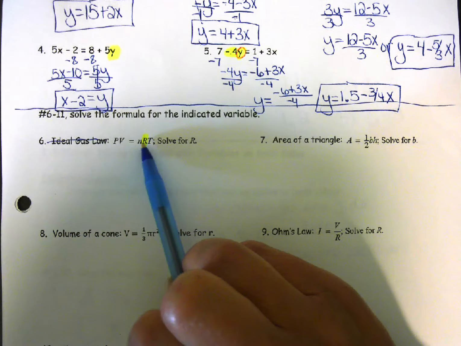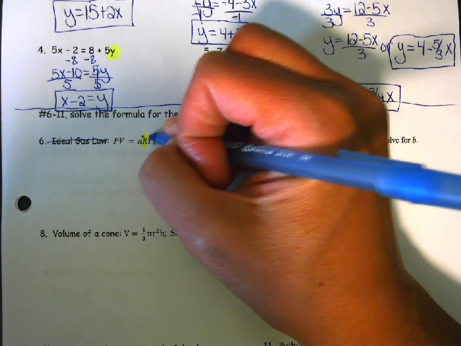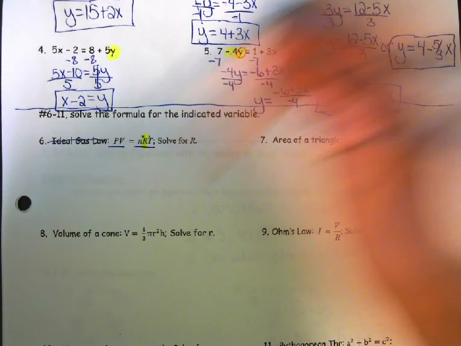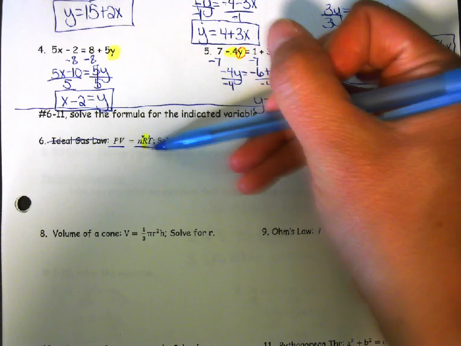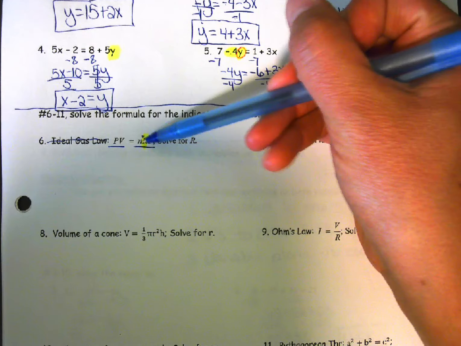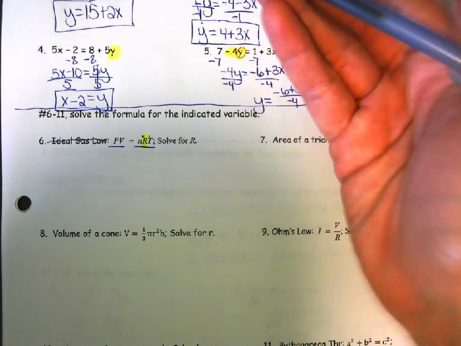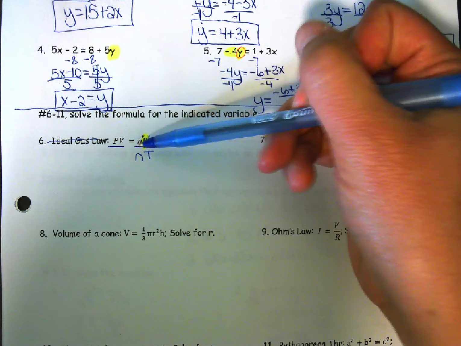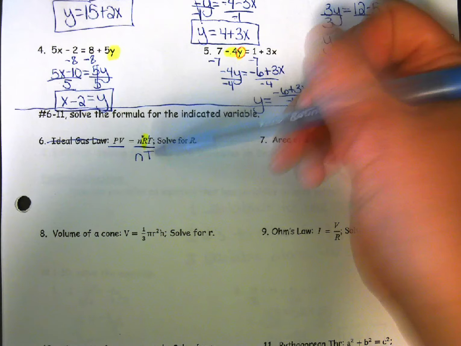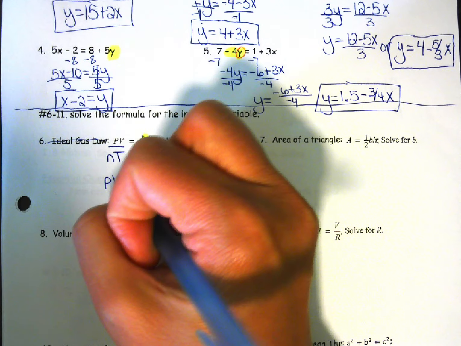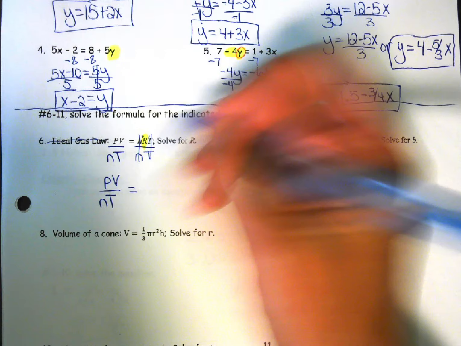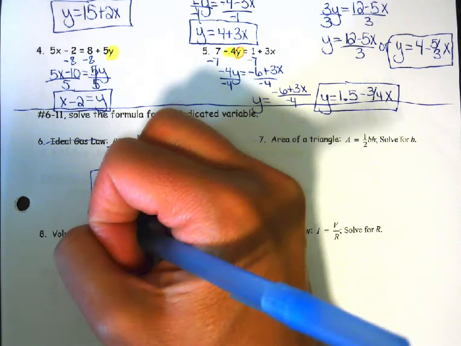And hopefully you would say that these are all multiplication. So the opposite of multiplication is division. So I'm going to divide both sides. And because these are both multiplication, I can divide at the same time. So I can divide the N and the T at the exact same time. So I have PV divided by NT. So the N and the T canceled, and the only thing I have left is R.